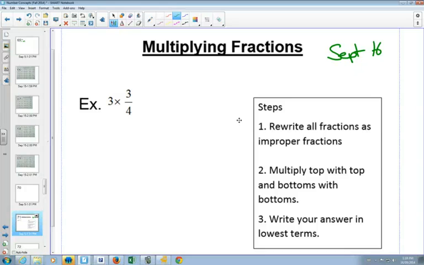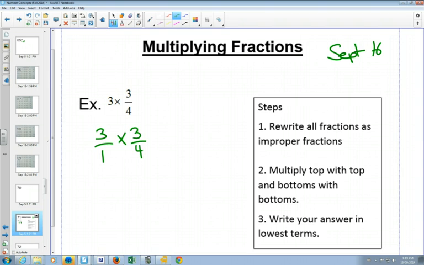Okay, so the first step is rewrite all the fractions as improper fractions. Sometimes you'll have mixed fractions, sometimes you'll have whole numbers when multiplying by fractions, and sometimes you will have improper fractions already. In this case, the 3 over 4 is already ready to go, but we have to take the time to change the 3 into a fraction, and 3 is the same as 3 over 1.